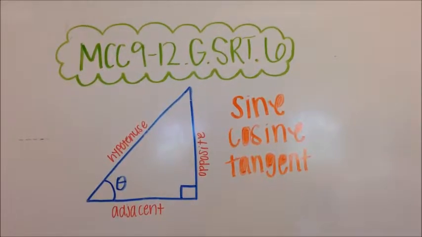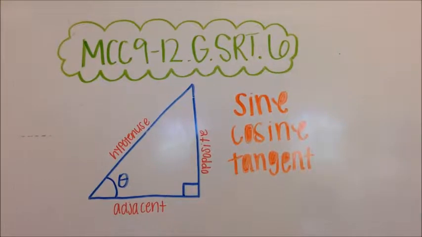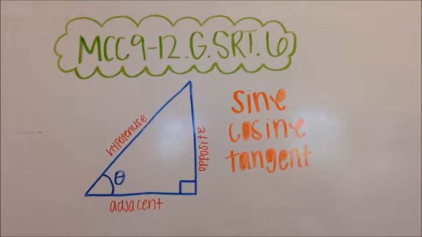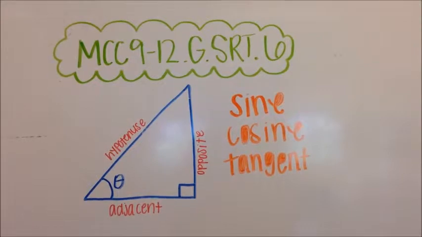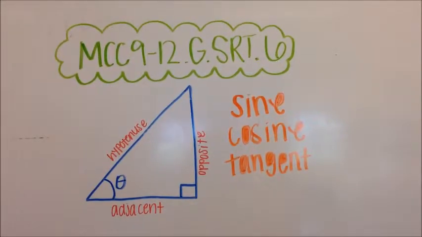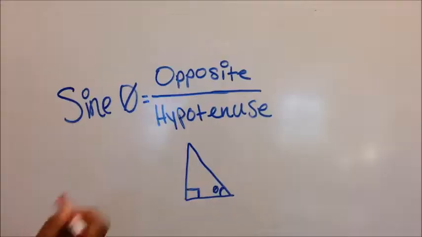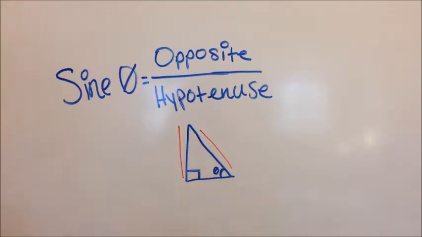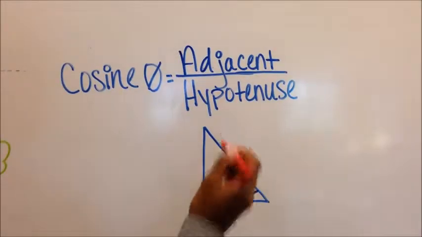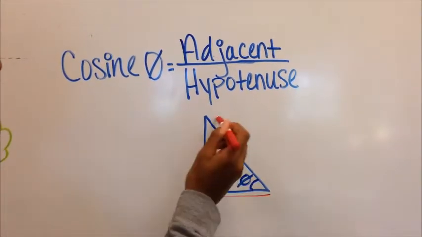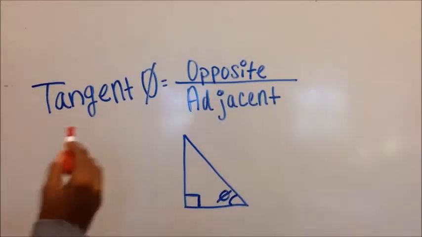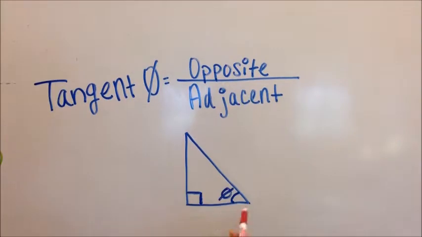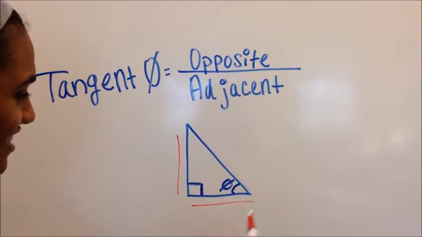Our first standard explains the relationship of the side ratios of a right triangle between hypotenuse, adjacent, and opposite. We can explain these ratios by using sine, cosine, and tangent. The sine of theta is the opposite over the hypotenuse. The cosine of theta is the adjacent over hypotenuse. Tangent of theta is opposite over adjacent.